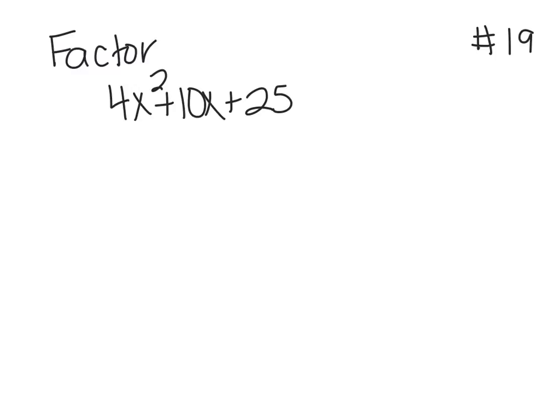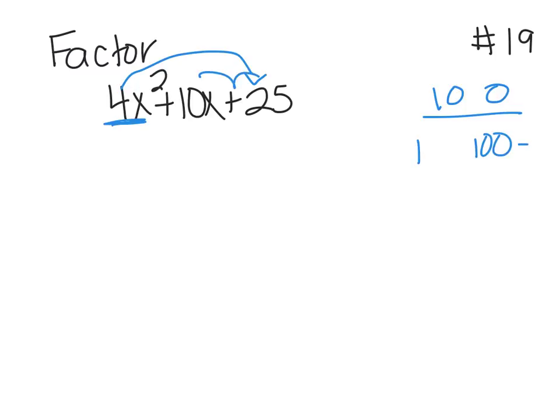Factor. So again, here's one with a leading coefficient. So I have to take 4 times 25, which is 100. Factors of 100. 1 and 100. Remember, they're going to have to add to give me 10. That adds to give me 101. 2 times 50. That adds to give me 52. That's not going to work.